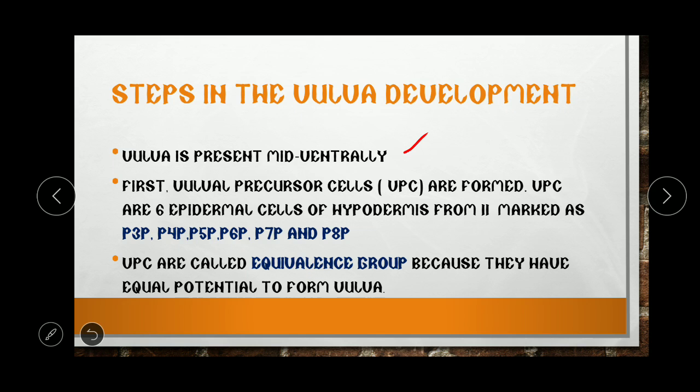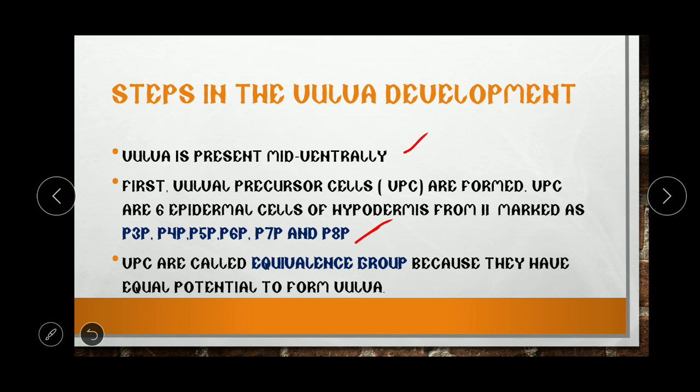So the first vulval precursor cell will be formed, because as you know, these are the initiator of the vulval development, so they must be formed first for the initiation of the process. Then there are 6 epidermal cells, that is P3.p, P4.p, P5.p, P6.p, P7.p, P8.p, and they will be called the vulval precursor cells.